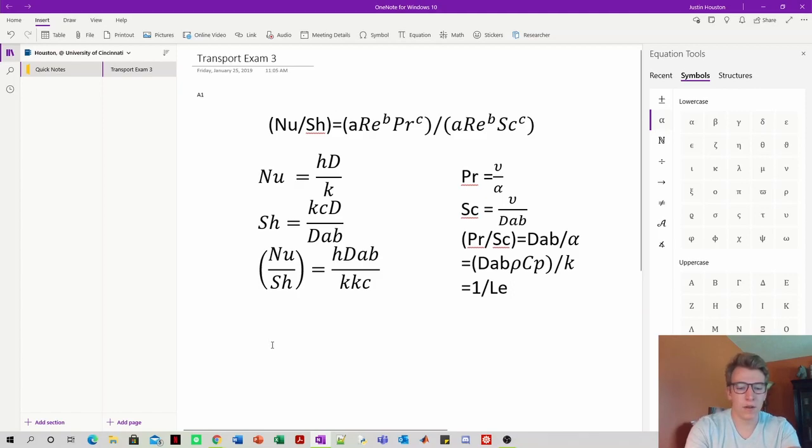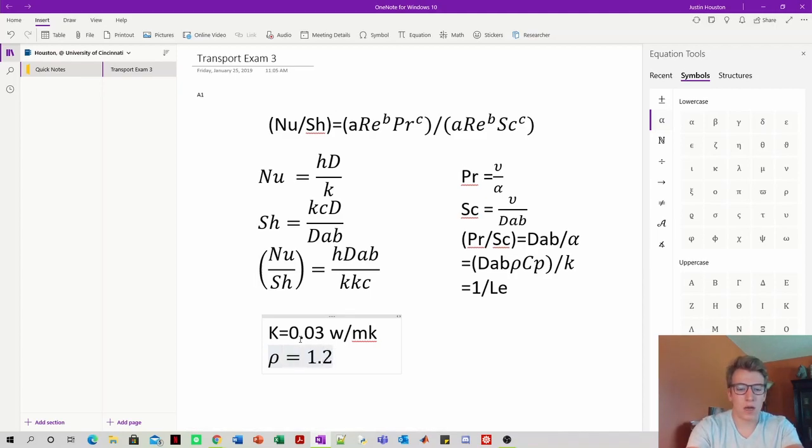we can define, starting with, we can just say, we know that the mass transfer coefficient is, I don't know why that is capitalized. We'll just leave it. We know that that's a mass transfer coefficient. That's equal to 0.03 watts per meter Kelvin. We also know the density. There it is. Rho is equal to 1.2 kilograms per meter cubed.